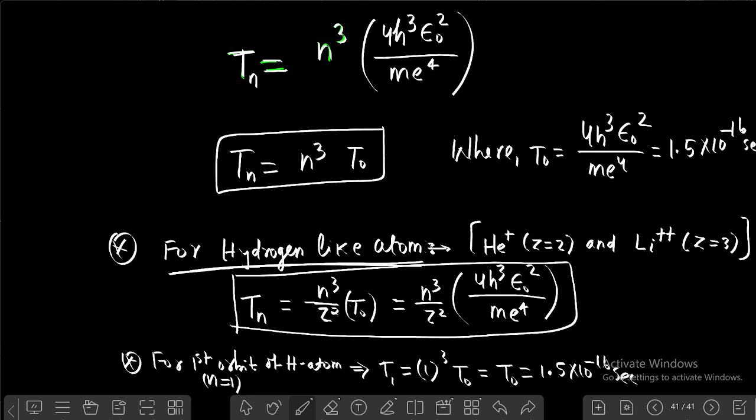Remember, T directly proportional to n cube, T inversely proportional to Z square. Okay. If you remember this, many questions you can do. Questions will come: orbital period is directly proportional to n to the power how much? N to the power 3, 2, 1. Answer will be 3.